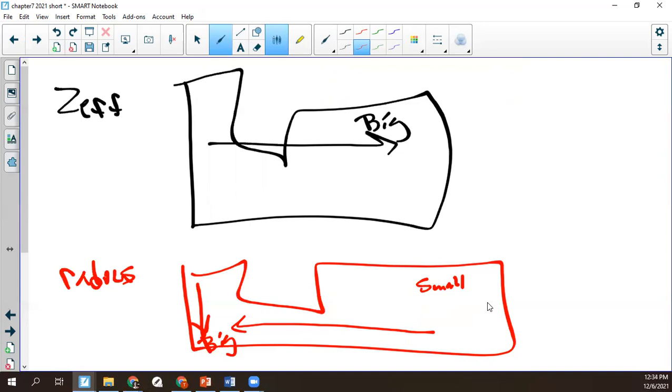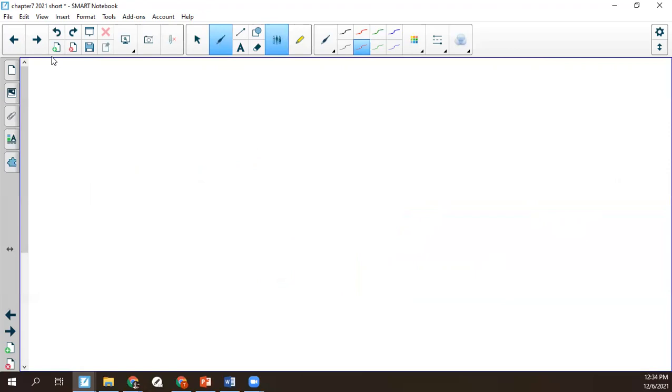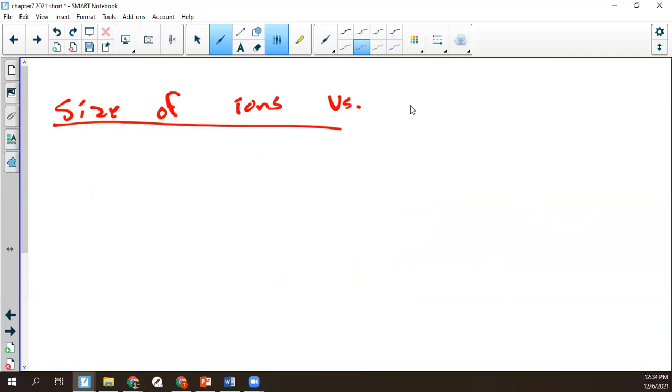I am dumb and deleted the next four slides. So here is what we're going to talk about. Size of ions. Well, I'm going to say size of ions versus their parent atoms.